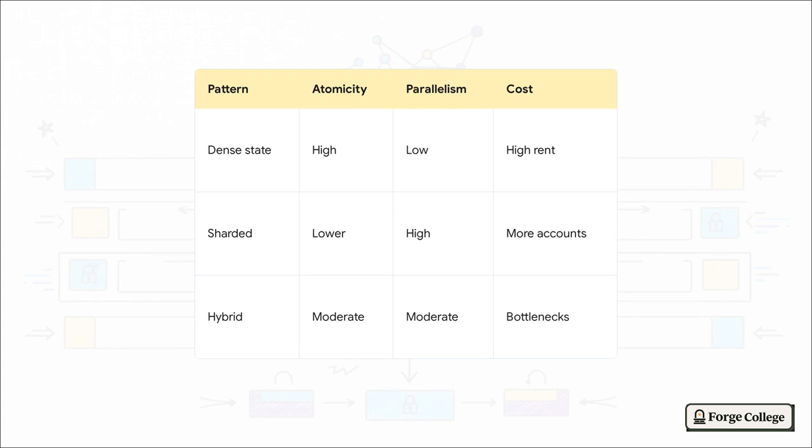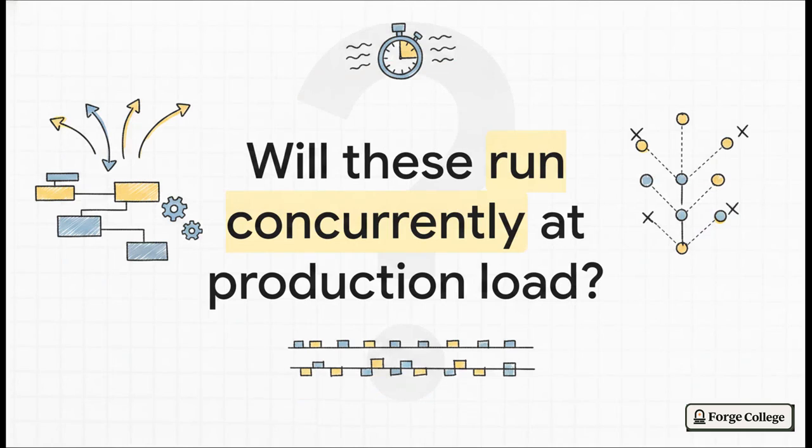Then you've got the hybrid approach. This is often the sweet spot, though you really have to watch out for your index accounts becoming major bottlenecks. So the absolute crucial question you have to ask yourself when designing your layout is this: Will these transactions run concurrently at production load?